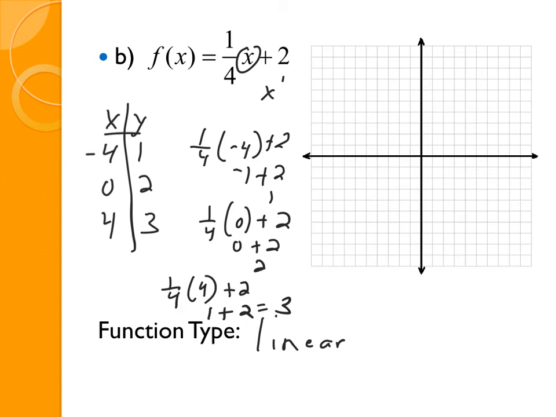So I'm going to graph -4, 1; 0, 2; and 4, 3. Remember, you go right and left first for your x and then your y. And then we're simply going to draw a straight line, connecting my points. And yes, it is linear.